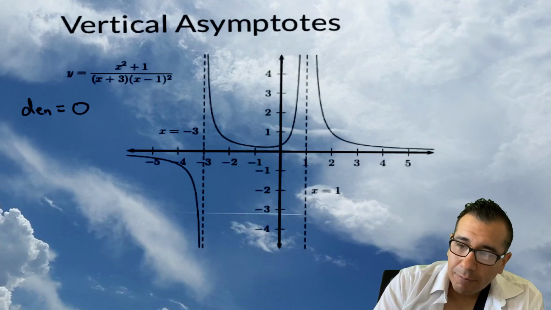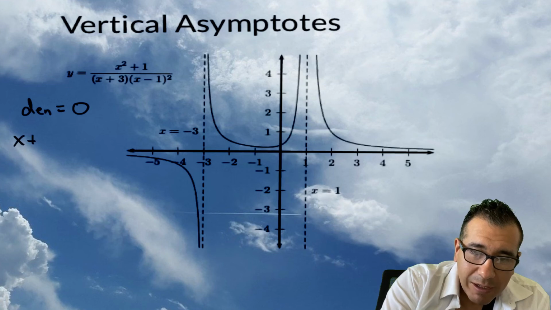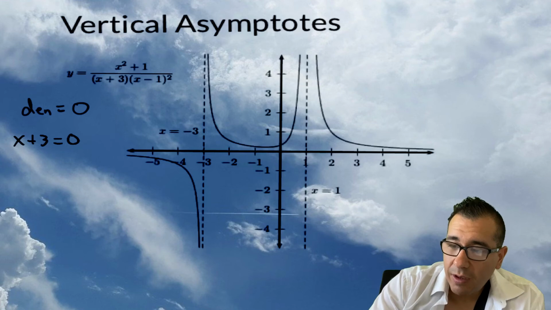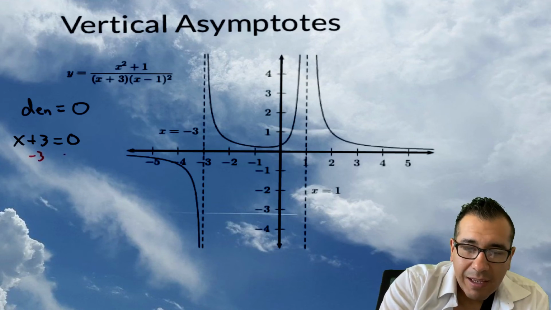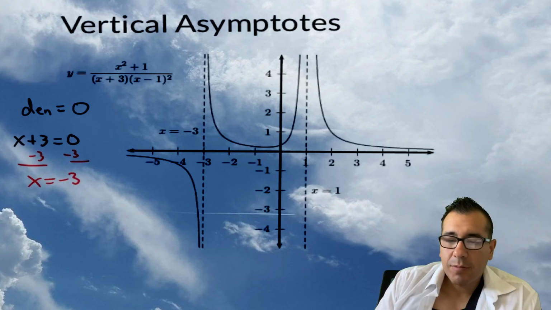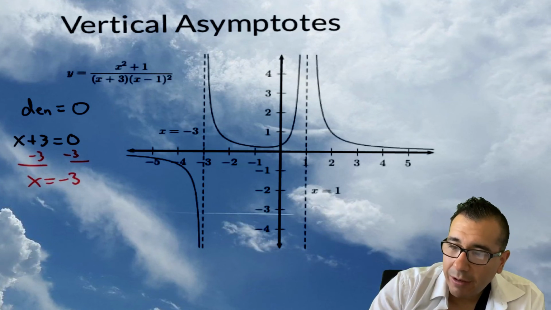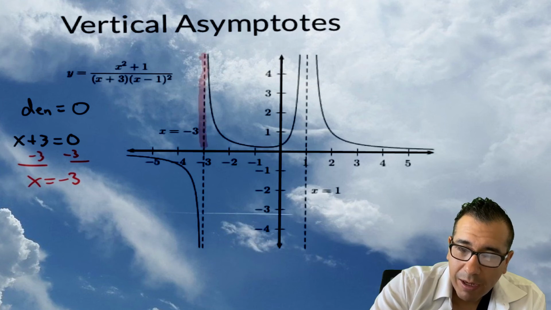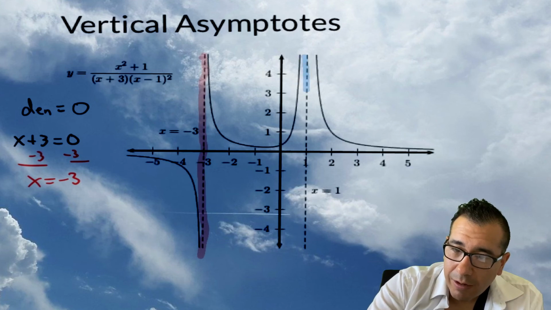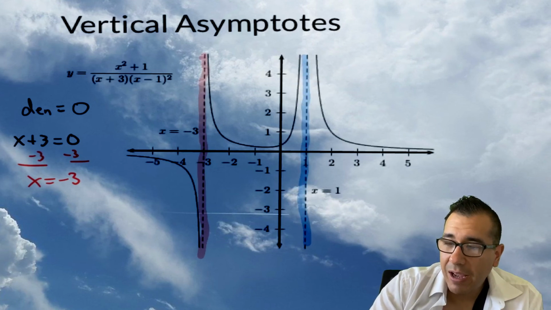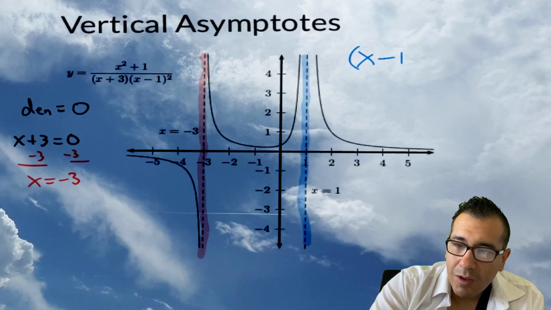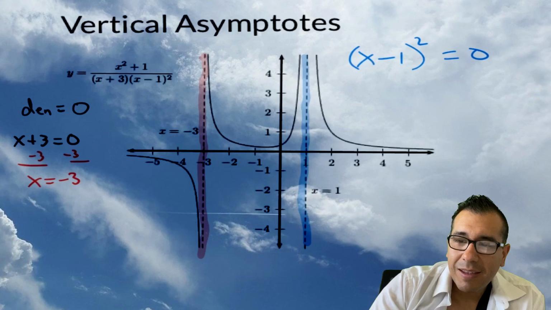Let's go ahead and set this x plus 3 equal to 0. Once I solve for x, that's going to give us one of our vertical asymptotes, and that's why we got this one right here that I'm about to highlight. That's where that one came from. And our other vertical asymptote, this one right here: we have another factor, I'll write it over here, x minus 1 squared, and we have that equal to 0.